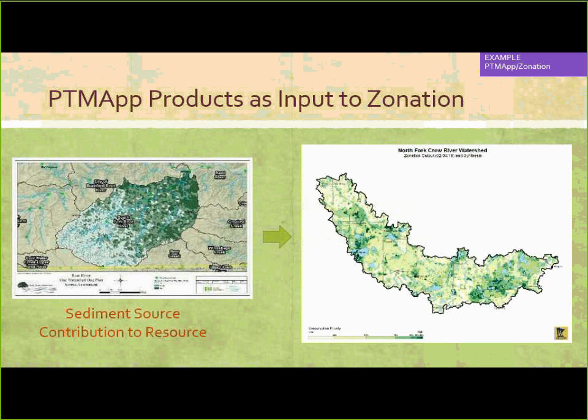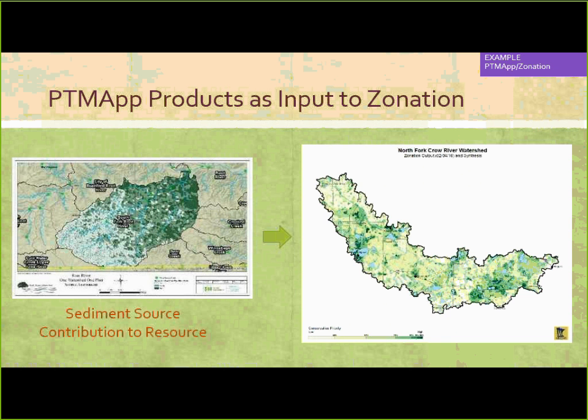I'm going to briefly touch on a couple other topics to show examples that are in progress or have been used. I feel like some days we get into this discussion about my widget's the best widget, use my widget. The reality is most of the things you've heard here can work together complementarily. Whether it's HSPF or SWAT or the results from PTMApp, you can combine that with Zonation.